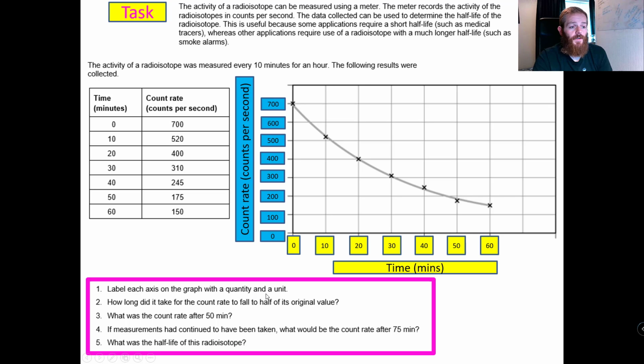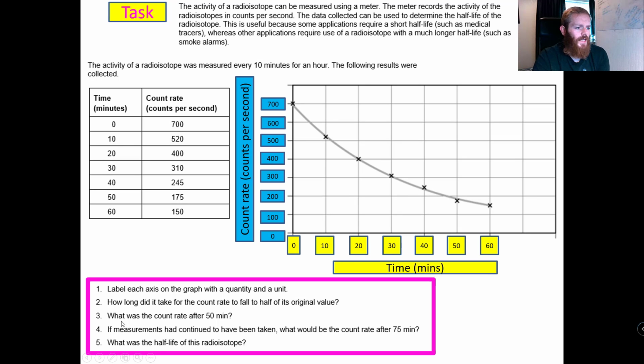Label each axis on the graph with a quantity and a unit. Done. How long did it take for the count rate to fall to half of its original value? Okay, so now, this is going to be a little bit difficult for you because you've not got this in front of you. If you're in a classroom, you could do this on a piece of paper, but you're not. So you could sketch this on a little piece of paper if you've got one, or take a screenshot of the screen and print that off if you've got a printer. Or you could do it on your phone, screenshot on your phone and then annotate it on your phone, however you want to do it, I don't mind.